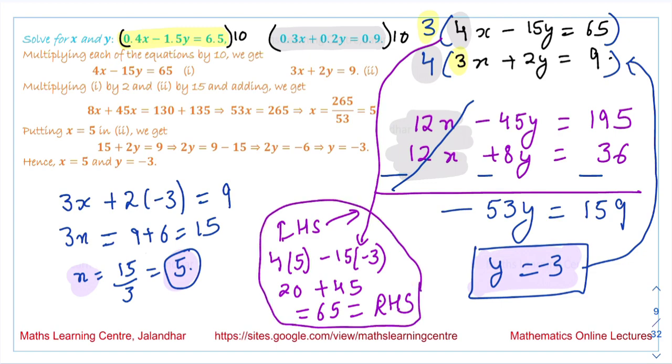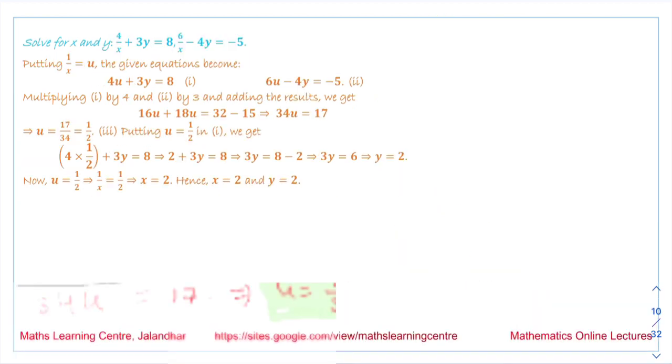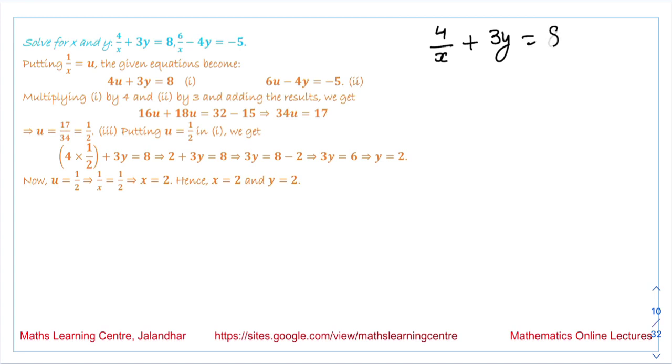So these are the values: x is equal to 5 and y is equal to minus 3. These are the required values. Now in this next question, it is solve for x and y, and the equations are 4 over x plus 3y equal to 8, and the second equation is 6 over x minus 4y is equal to minus 5.